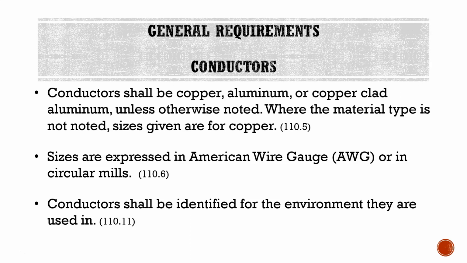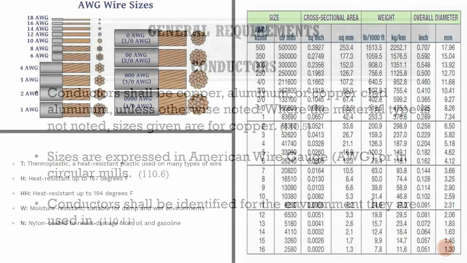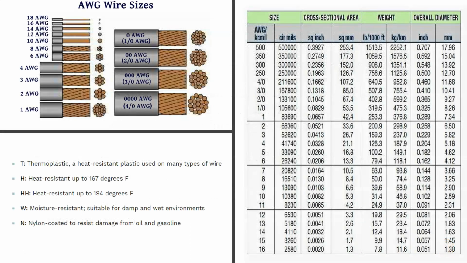If we're installing a conductor in a corrosive environment, maybe somewhere where they use or make some type of acid, it has to be rated for that as well. So here's kind of a breakdown of how our sizes work.